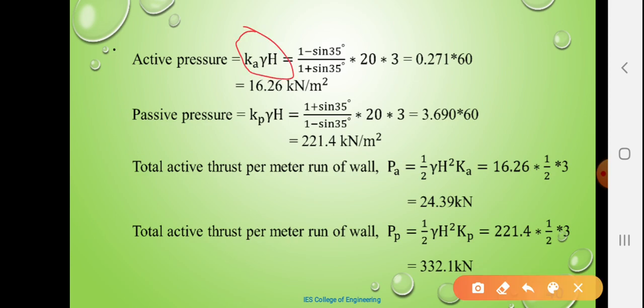So, that means Ka equal to 1 minus sin 35 by 1 plus sin 35, into gamma means 20 and h means 3. So, we will get 16.26 kN per meter square. So, similar to active pressure, the passive pressure equal to 221.4 kN per meter square. Then the total active thrust per meter run of wall Pa equal to 1 by 2 gamma h square Ka. So, the value of Pa equal to 24.39 kN and Pp equal to 332.1 kN.